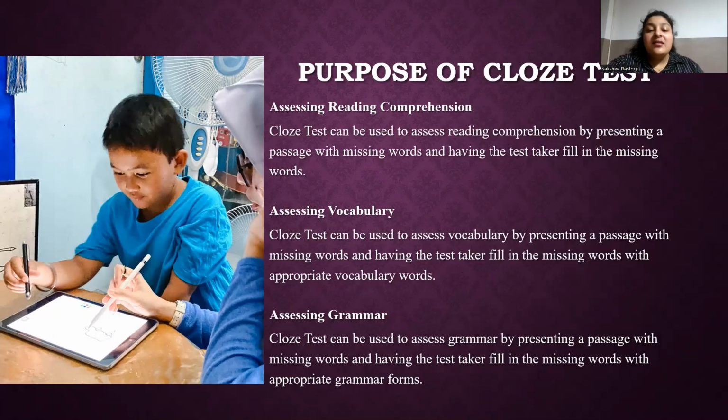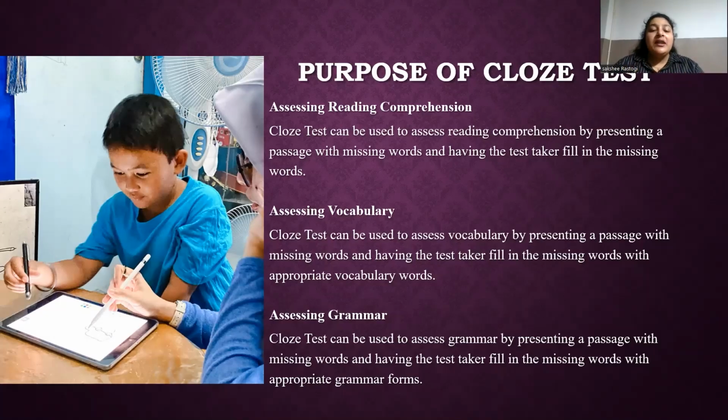Testing verb sentence consistency, where test takers must choose the correct verb to maintain consistency. Assessing clause and phrase usage means test takers must understand how to use clauses and phrases correctly. Determining pronoun usage means test takers must choose the correct pronoun to maintain sentence coherence. Evaluating modifier placement, test takers must understand how to place adjectives and adverbs correctly.